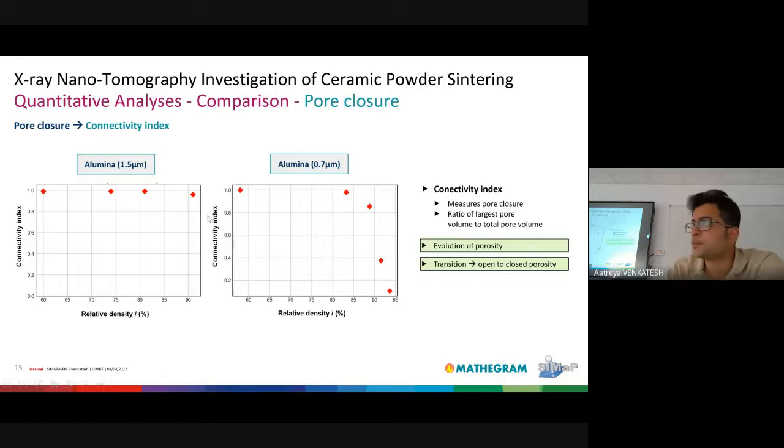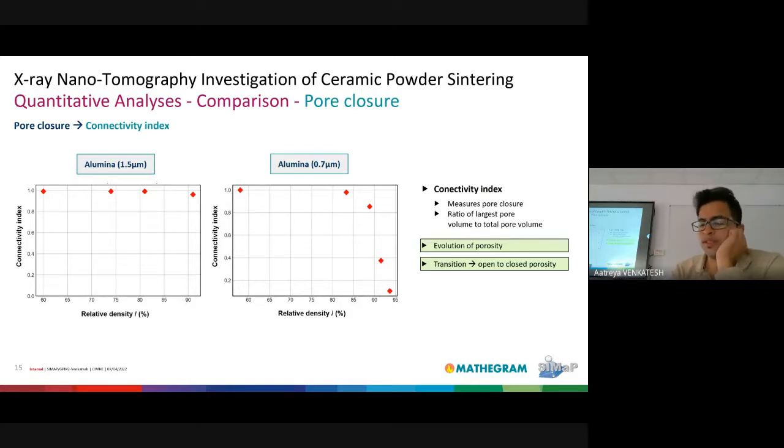So how do you define the connected pore? It has one neighbor, perhaps? Connected what? What defines a connected pore? Connected pore is the connected pore. It's an open pore, so it is continuous. At least one other pore. Yeah. A closed pore is one which is not surrounded by anything. Yeah.